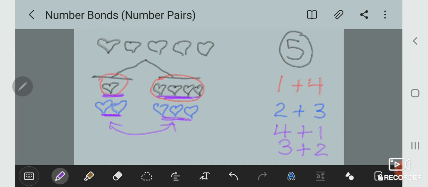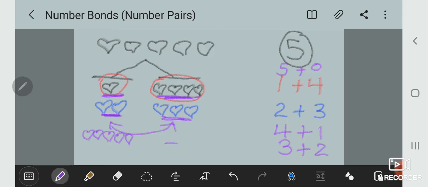Final one is we can have 5, 1, 2, 3, 4, 5 on one side and 0 or no more on the other side. Okay, so let me put it on the top here since I have no space on my screen. That will be 5. I can have 5 on one side and I can have 0 on the other side. Likewise, I can switch it around and have 0 on one side and 5 on the other side.